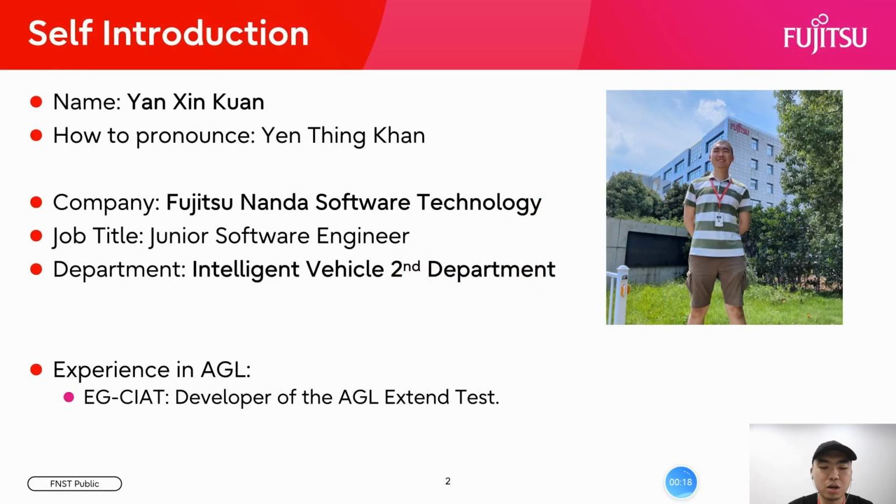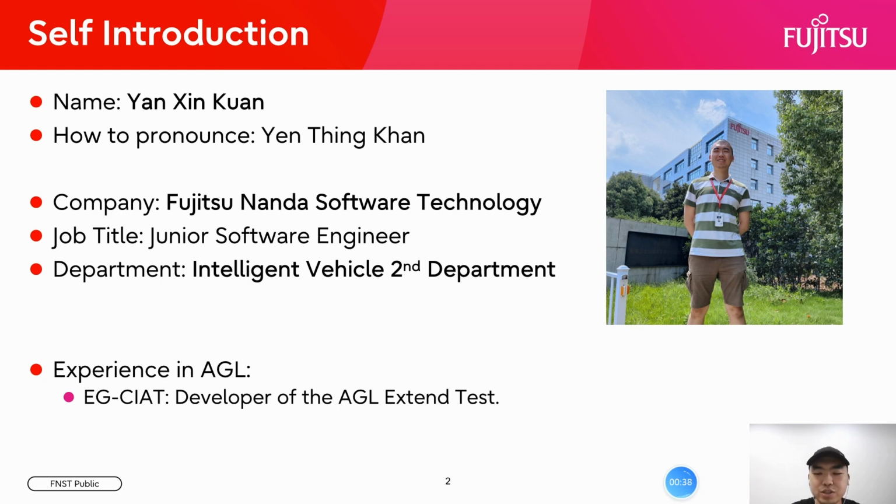Allow me to first make a self-introduction. My name is Xinkuan. What you see in the first line is the Chinese pinyin. So in order to help you pronounce it, I marked the English words below. The approximate pronunciation is similar to Nanjing Fujitsu.